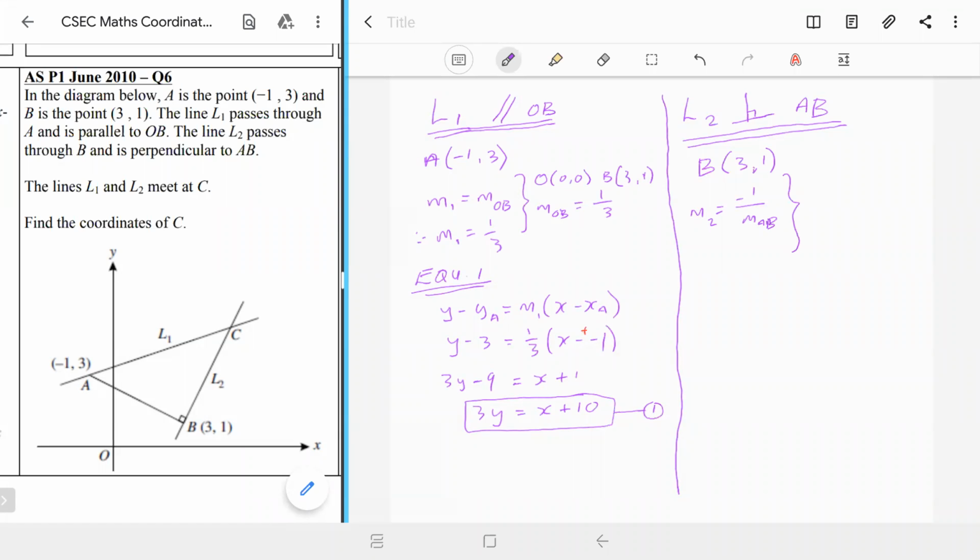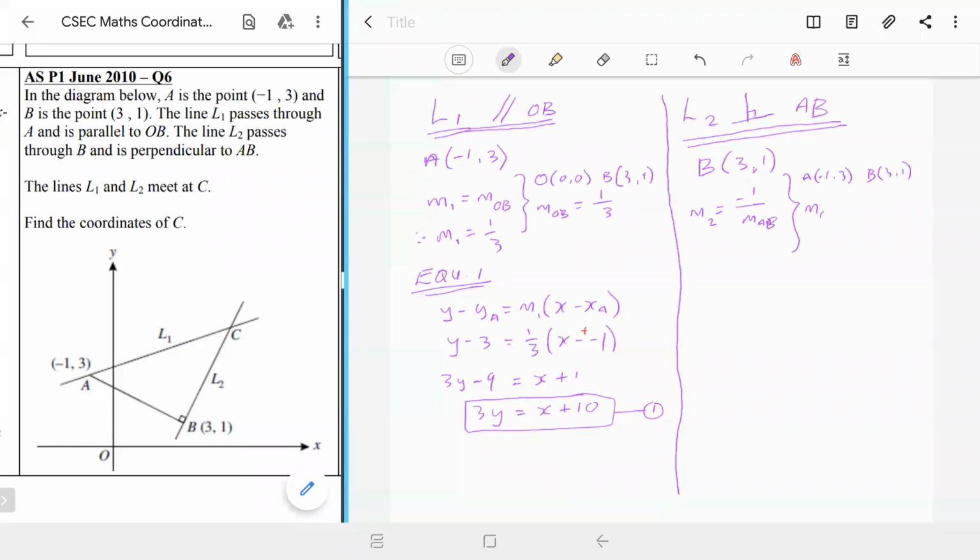Let's work out the gradient of AB now, because AB passes through those points. AB passes through the point A, which is (-1, 3), and B, which is (3, 1). We can find the gradient of AB right here.